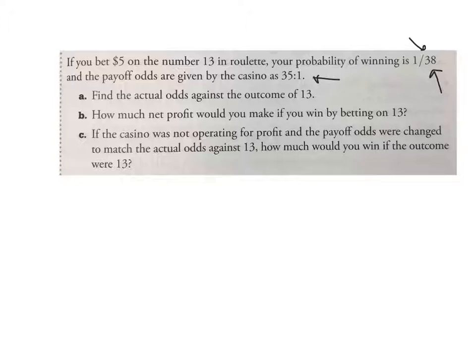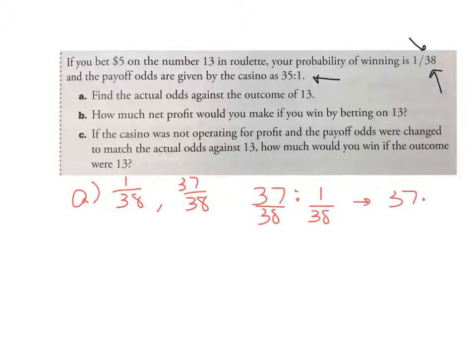Part A, find the actual odds against the outcome of 13. Well, the probability for it is 1/38, so the complement is 37/38. The probability against winning is 37 out of 38. So the odds would be 37, which are the ways that it cannot happen, and 1 being the way it could happen. So you can look at it like 37 over 38 to 1 over 38, and then the 38s just cancel each other out, so you get 37 to 1 odds against you winning.